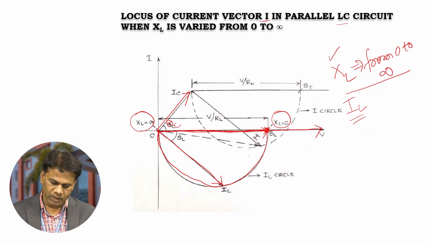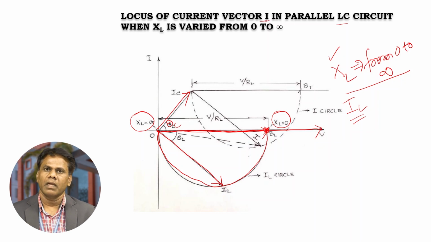So this is the path traced by the tip of the current vector IL in the inductance for the LC circuit. Here this is the locus. The path traced by IL itself is the locus diagram for the current vector IL.